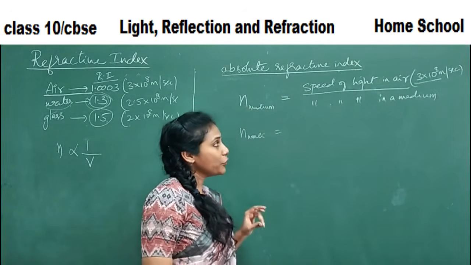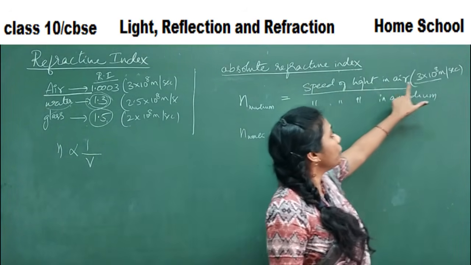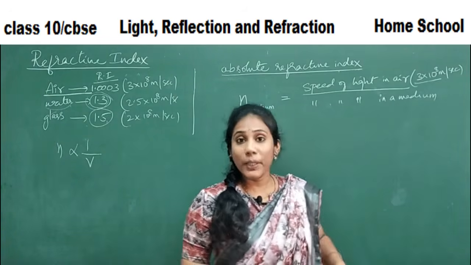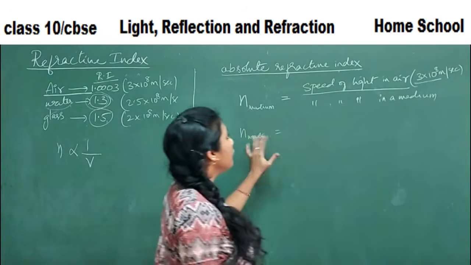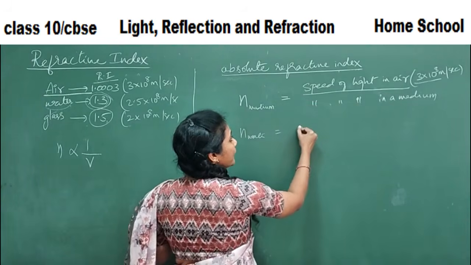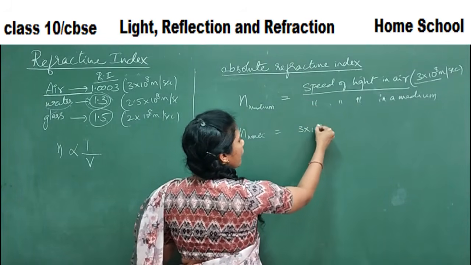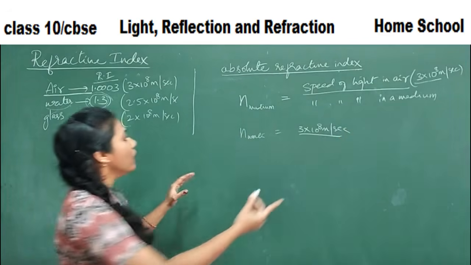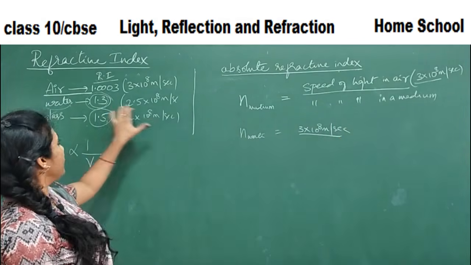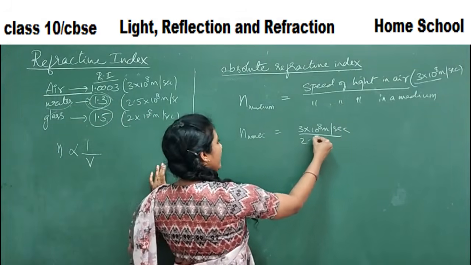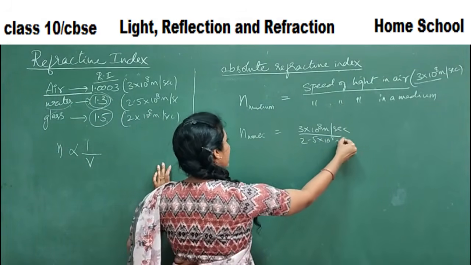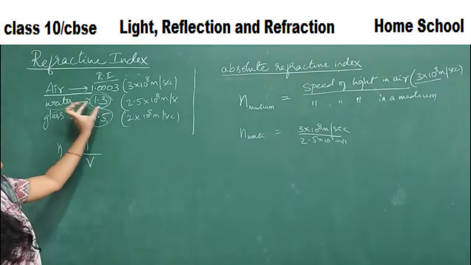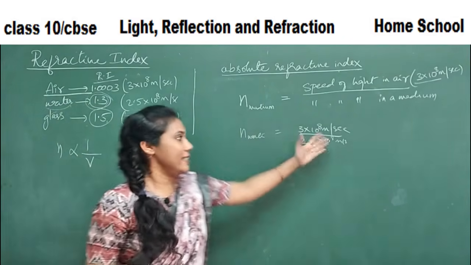So when they ask you the problem, they won't mention the speed of light value. So it is better to remember that value. So how do you calculate speed of light in air? That is 3 into 10 to the power of 8 meter per second. And speed of light in water, I gave you the value here, right? That is 2.5 into 10 to the power of 8 meter per second. If you divide, you get the answer. Refractive index of water, I already gave you 1.3, you will get as the answer.